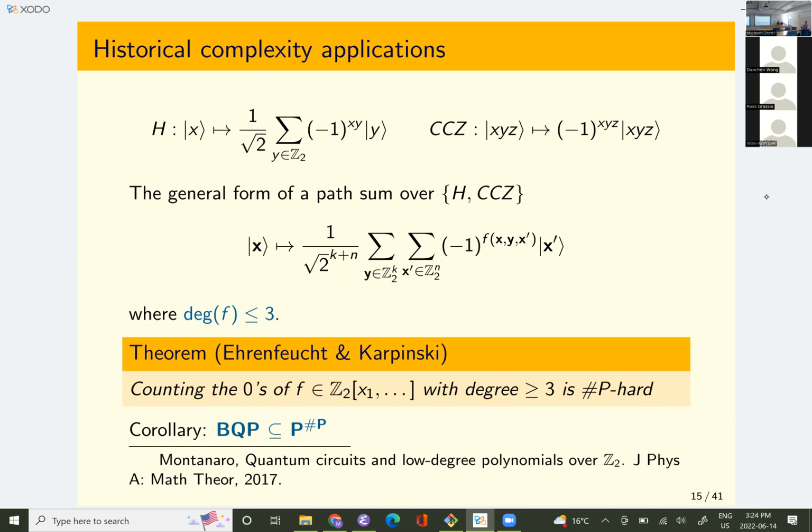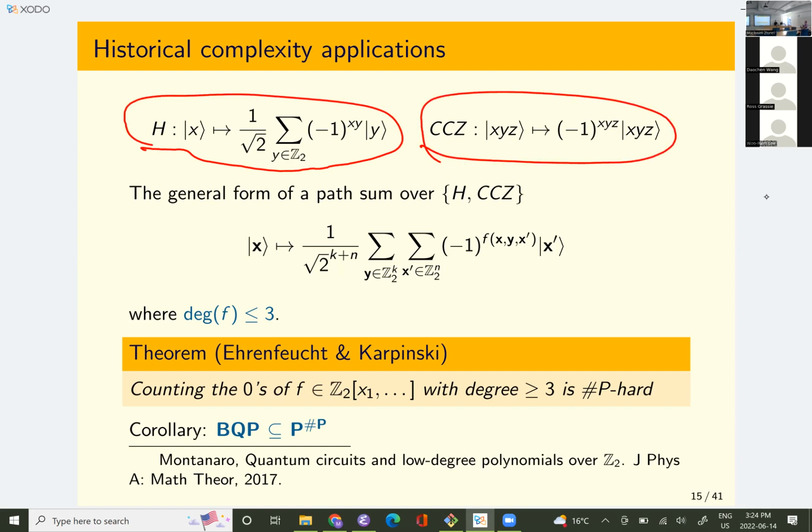And specifically, right, if we write the sum of paths action of the Hadamard gate and the doubly controlled Z gate. Circuits over the Hadamard gate and doubly controlled Z gate are universal. But when we compose them, we find that the action of a circuit over Hadamard and CCZ is this action that sends a classical state x along a bunch of paths indexed by this binary vector y, and binary vector x prime is the output state, with the phase of (-1)^f(x, y, x'). And this function f in particular is degree 3, or at least degree at most 3.